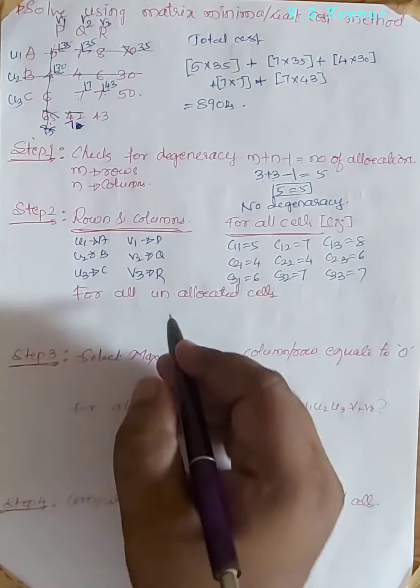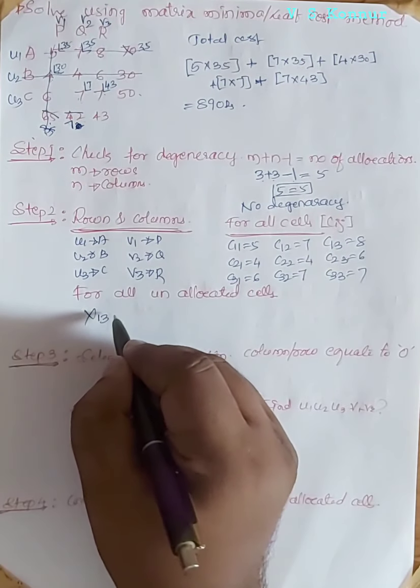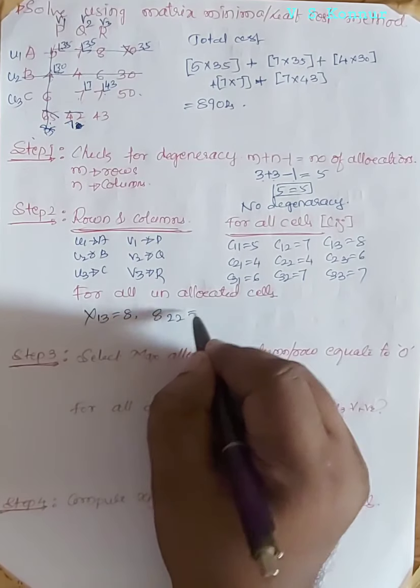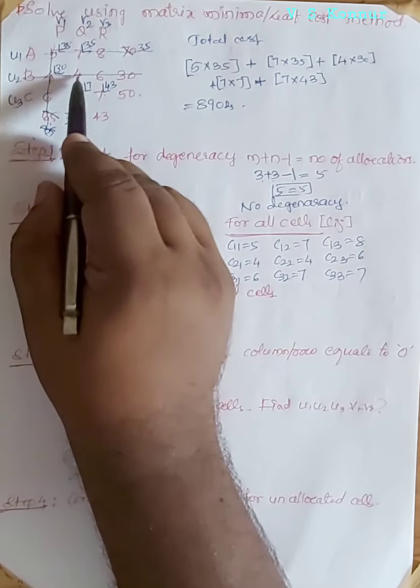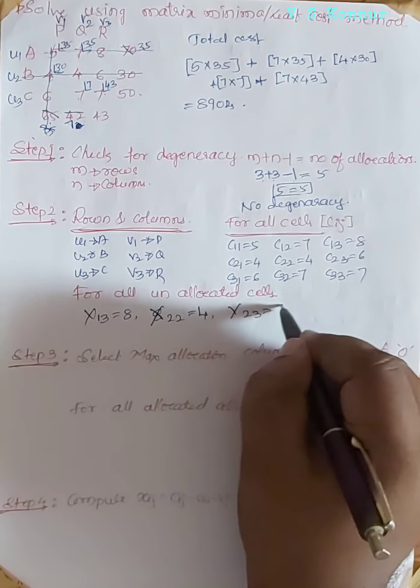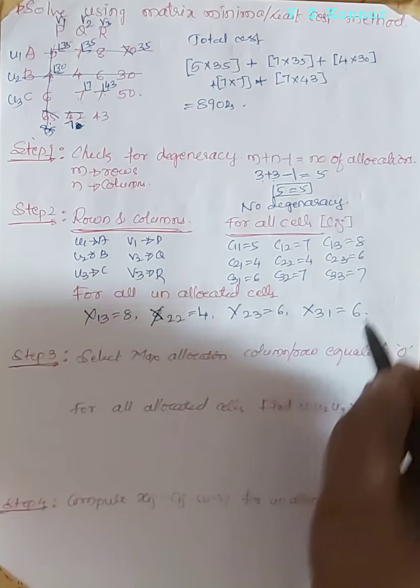Now for all unallocated cells, X13 is equal to 8. Next, X22 is equal to 4. Next, X23 is equal to 6. Next, allocated X31 is equal to 6.